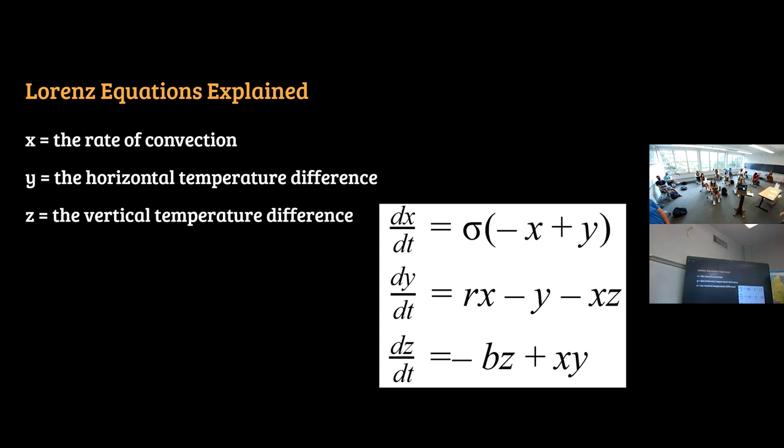So now we can finally look at the Lorenz system of differential equations. Since the Lorenz system is governed by convection currents, it should make sense that the variables within these equations have to do with convection currents. So x is the rate of convection, y is the horizontal temperature difference, and z is the vertical temperature difference.